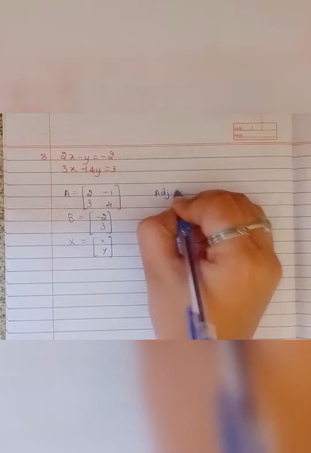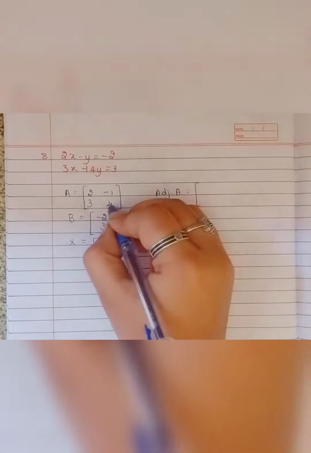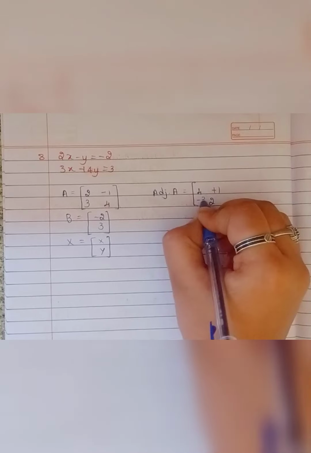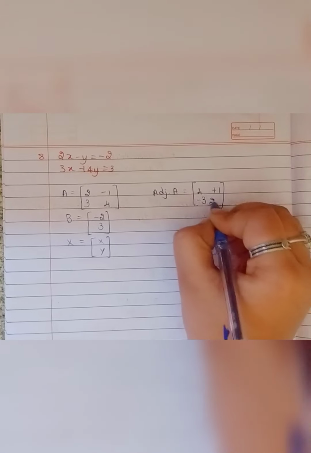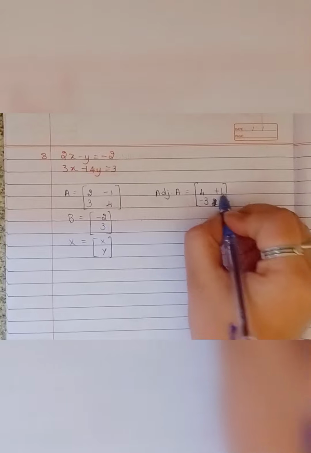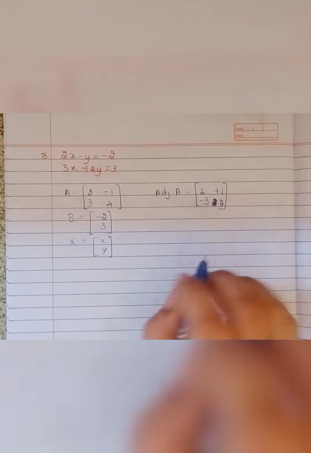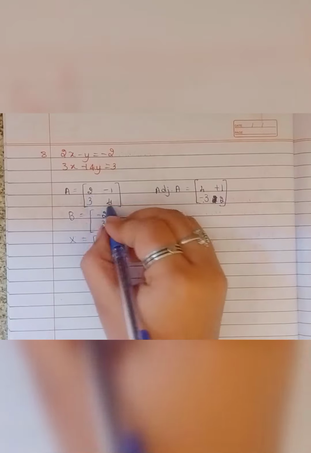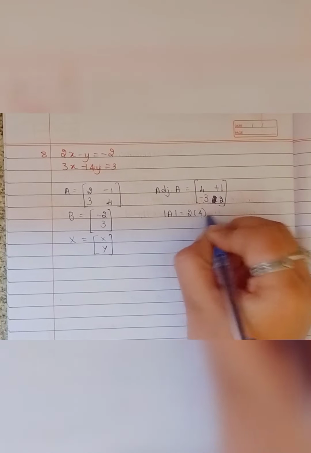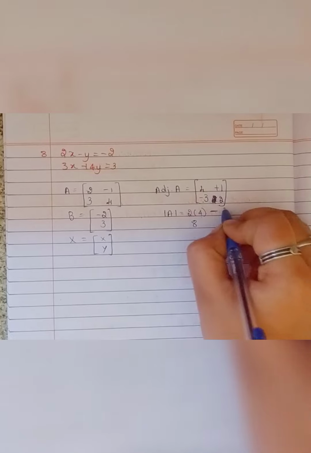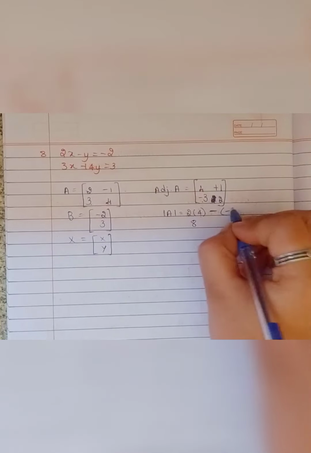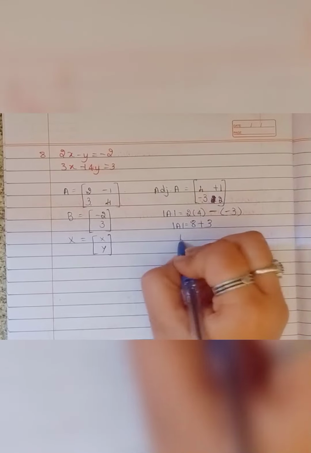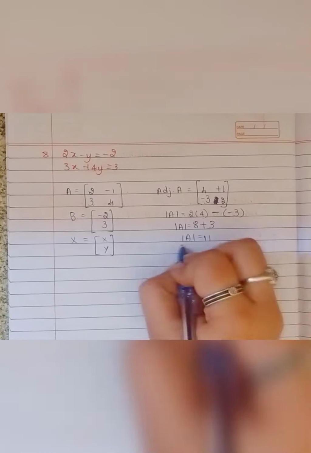Adjoint of A, only for 2 cross 2, we can write directly. Swap the diagonals, change the sign of the anti-diagonals. Okay. So, which is 4, plus 1, minus 3 and 2. This is the adjoint of A. And then the determinant. 4 2s are 8, minus 3 1s are minus 3, minus into minus is plus 3. Determinant A is equal to 11.